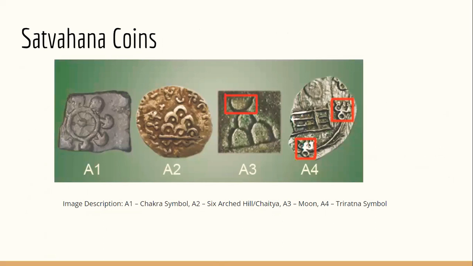Triratna is also there in Jainism. It is also there in Buddhism. In Buddhism, they call it Buddha, Dhamma, and Sangha. These are the three Ratnas of Buddhism. Buddha, Dhamma, that is Ashoka's Dhamma, that is being followed here also, and Sangha, Buddhist Sangha. So that is represented over here, Triratna symbol.